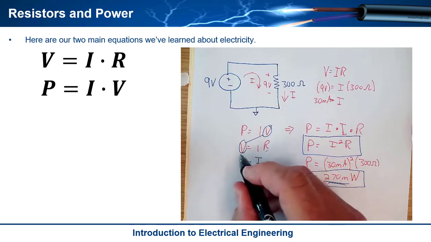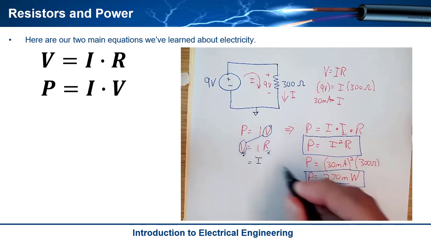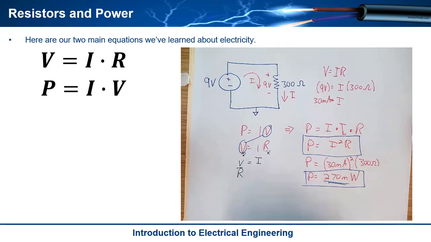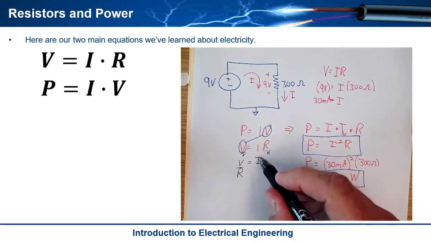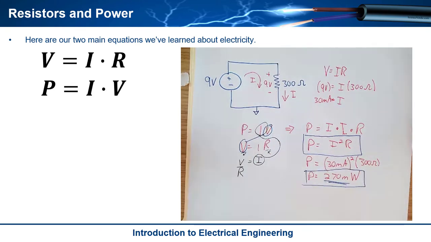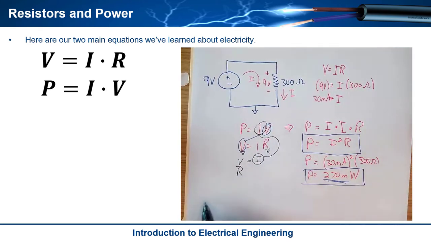Okay, so I'm going to divide by R and divide by R. And so I'll get I is equal to V over R. The reason I did that was because now I'm going to substitute this into this one this time. All right, so let's see what that looks like. Let's write it all out.